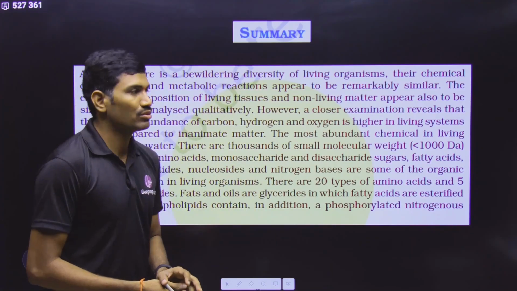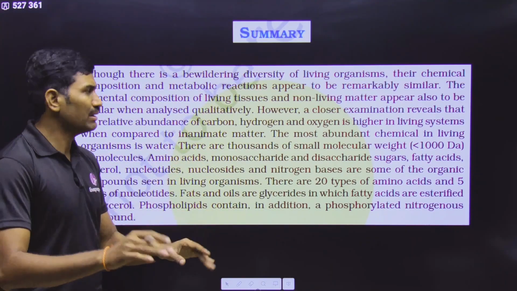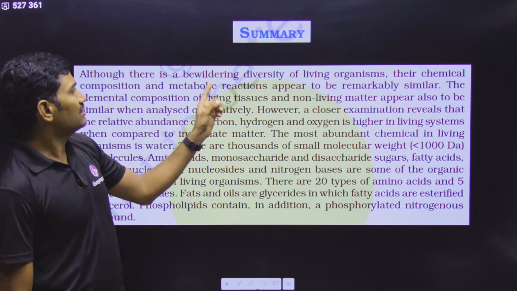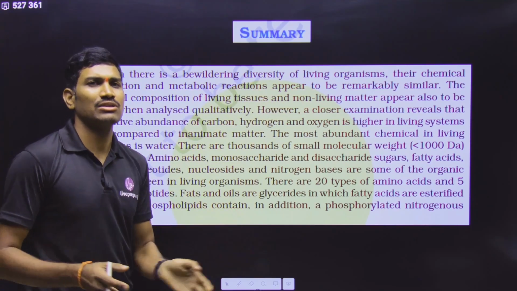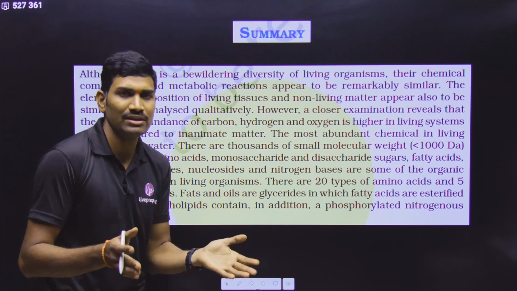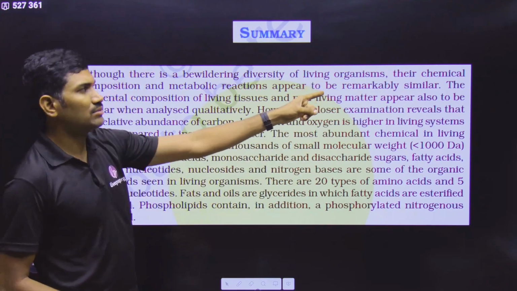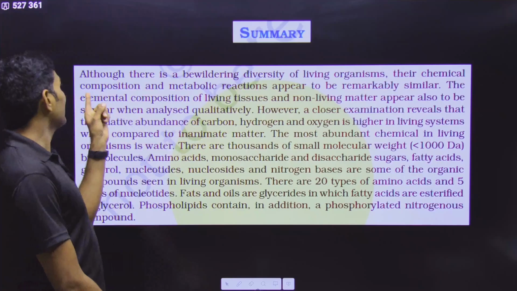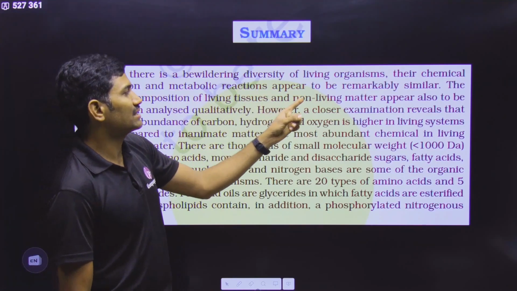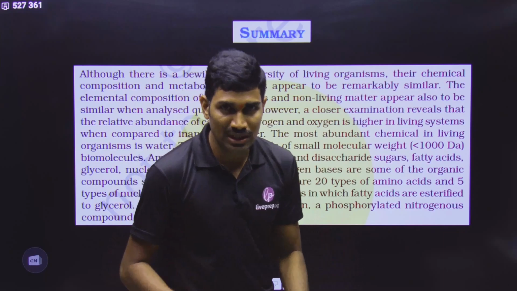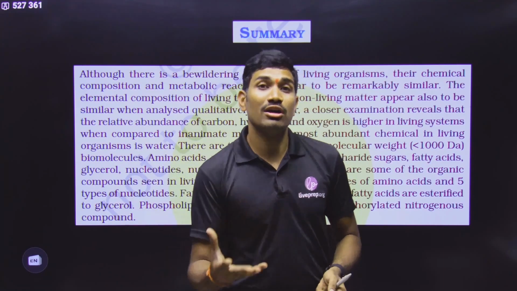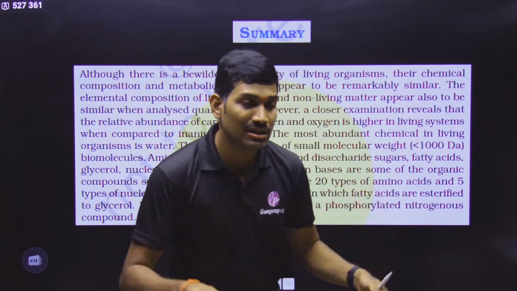Now we will quickly go through the summary. Nothing to explain here, I will simply read it. Although there is a bewildering diversity of organisms, so many different types that we get confused, their chemical composition and metabolic reactions appear to be remarkably similar. Even though different types of organisms are present, almost all the chemical components are present in all the organisms.